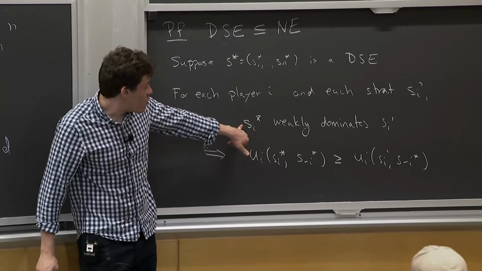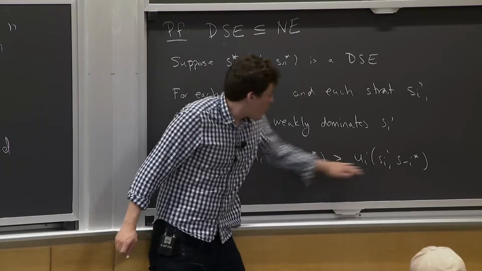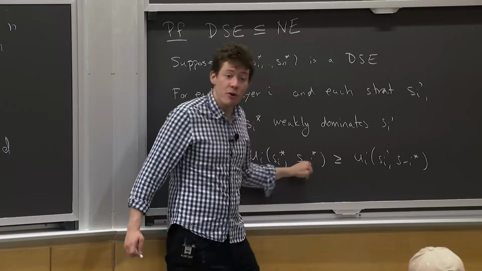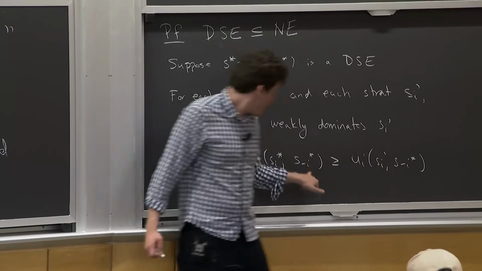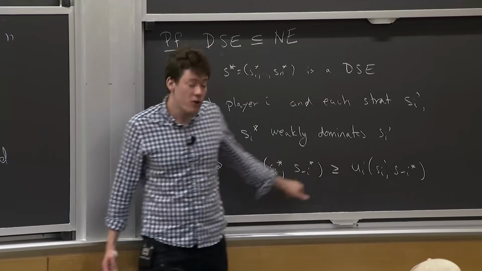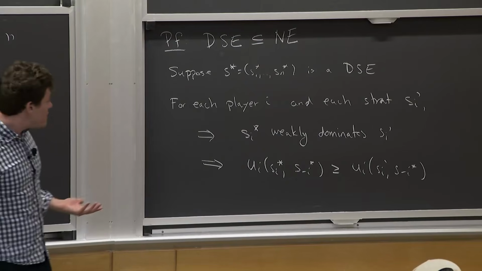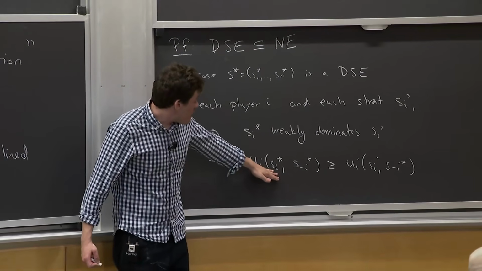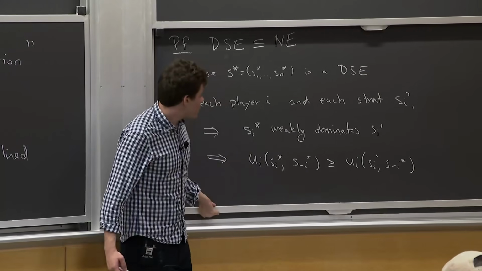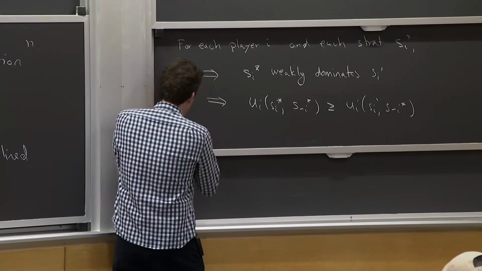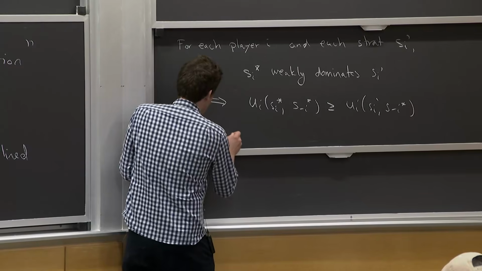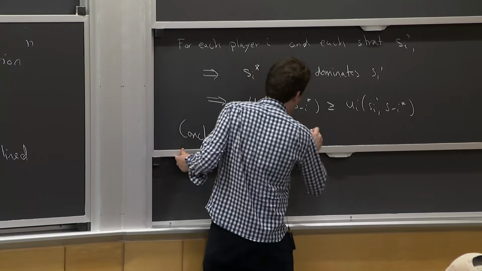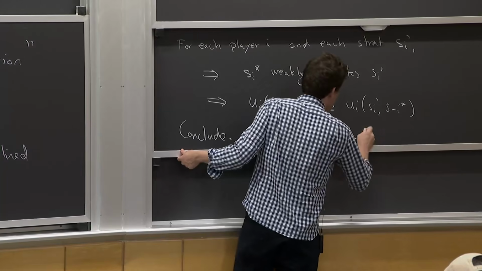Because si star weakly dominates si prime, this inequality would be true whatever I put on both sides here. I could put any opponent strategies, as long as I put the same thing on both sides. So in particular, if I put the way my opponents are actually playing, this is going to be true. And this precisely means that si star is a best response to s negative i star. So I conclude si star is a best response to s negative i star.